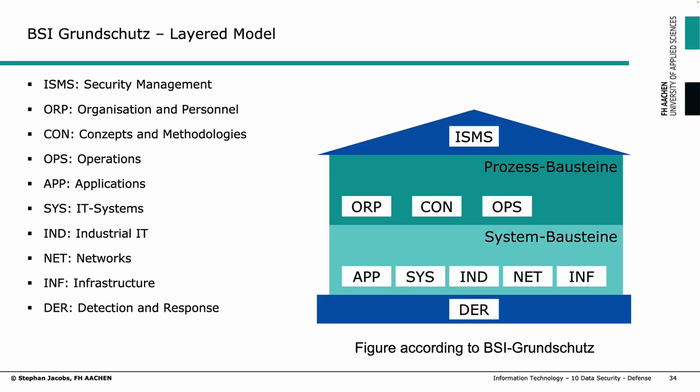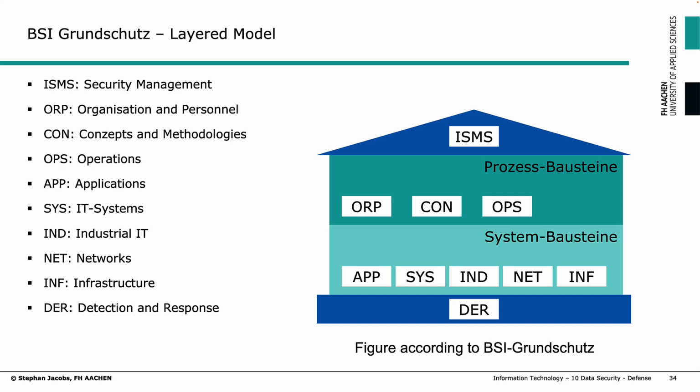The BSI Grundschutz is a layered model. What you can see is, on top, the ISMS, which means the overall security management system, so who is responsible for what and so on. And on the basis you see the detection and response system, which means who is regularly trying to find out if there is any kind of threat, who follows up what is discussed externally, and if there is a threat, how do you respond to this situation?